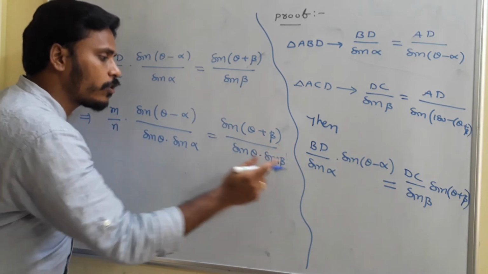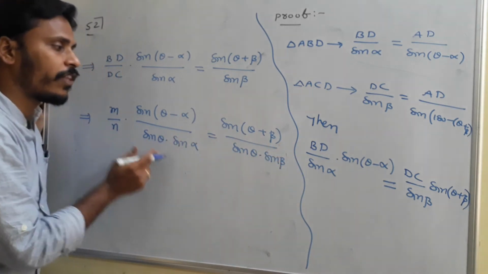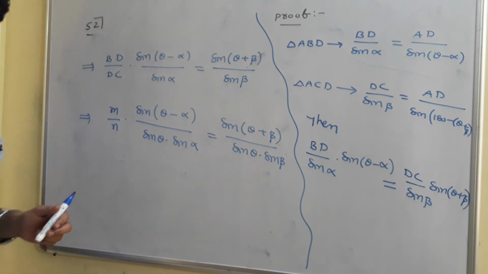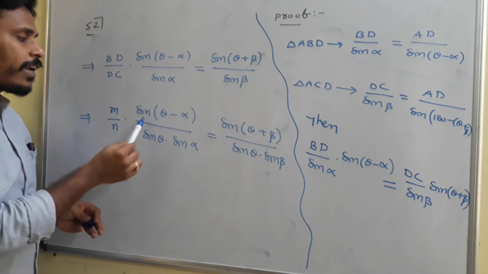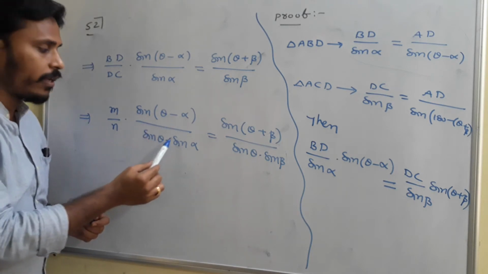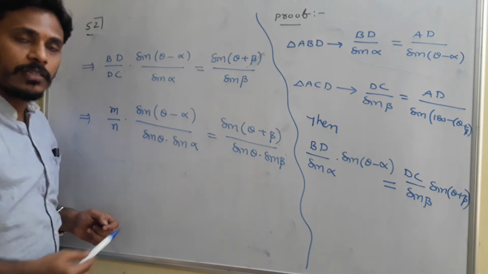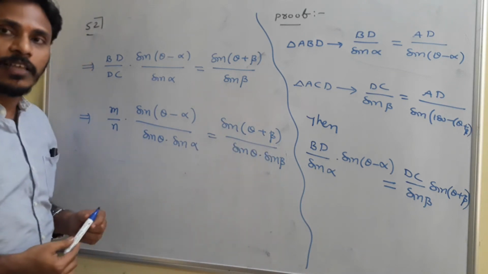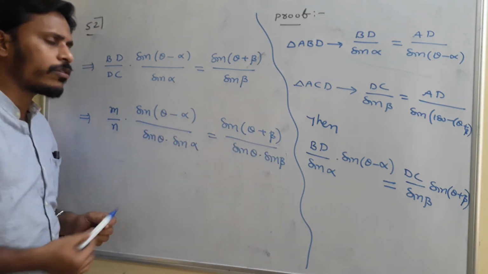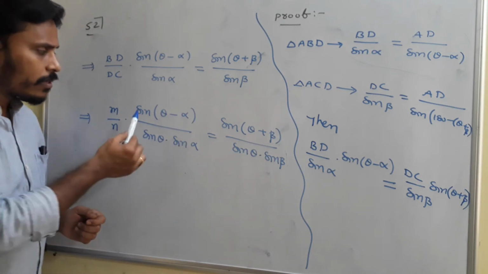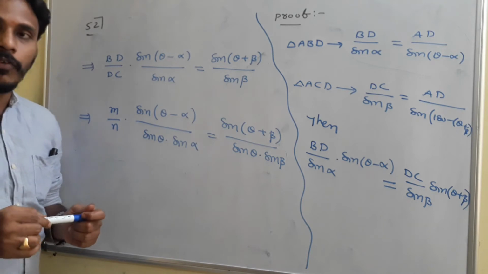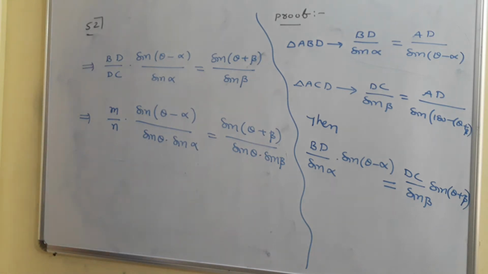See, on both sides you just multiply with sine theta in the denominator, and this BD by DC is equal to M by N. Okay, just have a look. And then sine of theta minus alpha by sine theta sine alpha is equal to sine of theta plus beta by sine theta sine beta. So what do you know about sine of theta minus alpha? See, the sine of A minus B formula, and on this side the sine of A plus B formula. So just try to apply it.